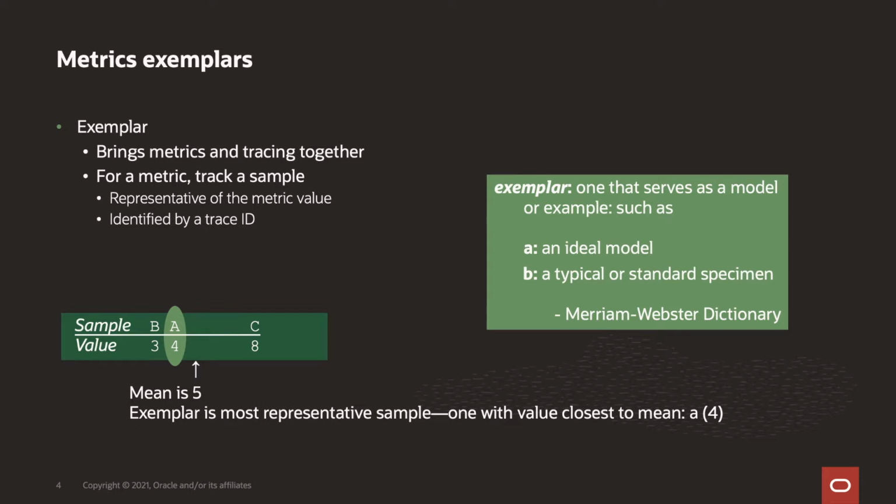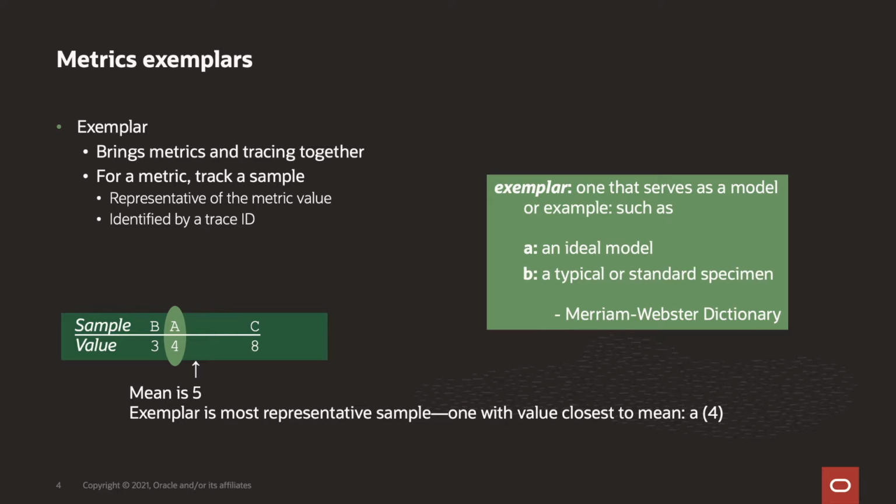Exemplars bring metrics and tracing together. The idea is to associate with most metrics a specific sample, a request, that is in some way representative of the metric's value and link the trace ID of that sample with the metric. In fact, a dictionary definition of exemplar, shown in the box on the slide, is very much in line with this: one that serves as a model or example, such as an ideal model or a typical or standard specimen.